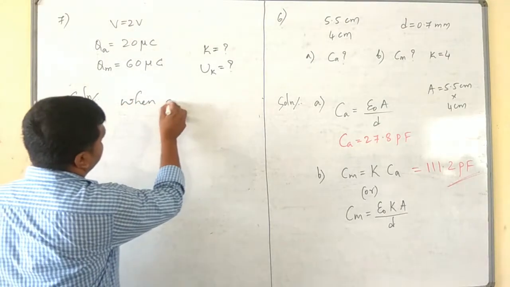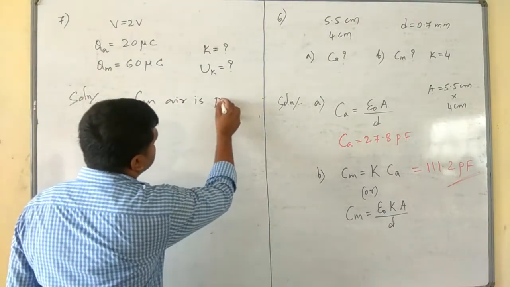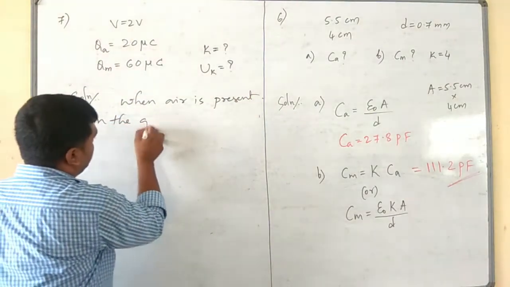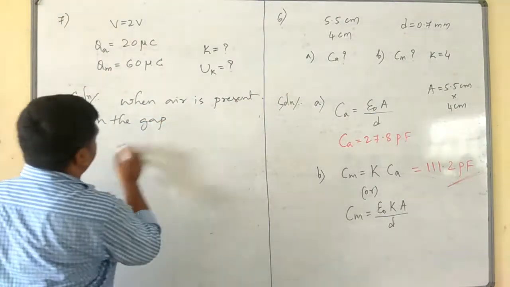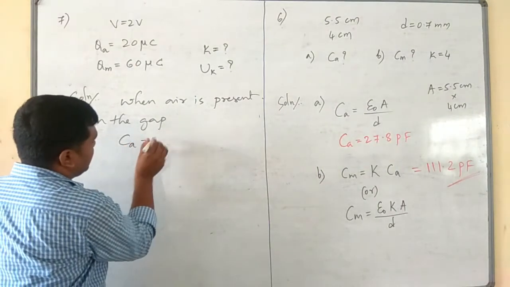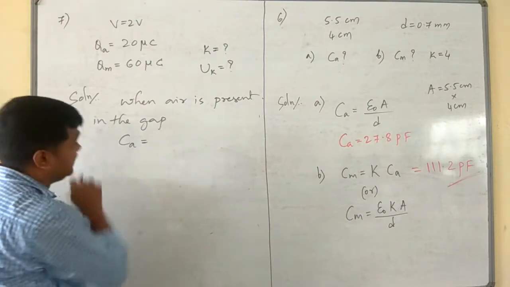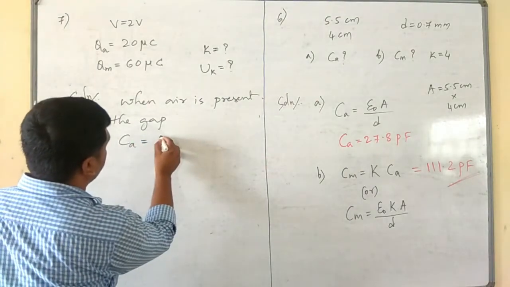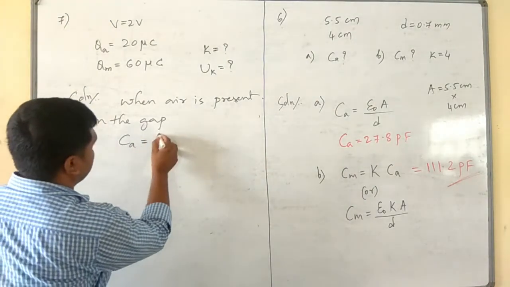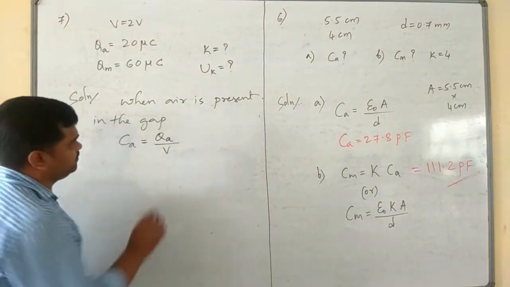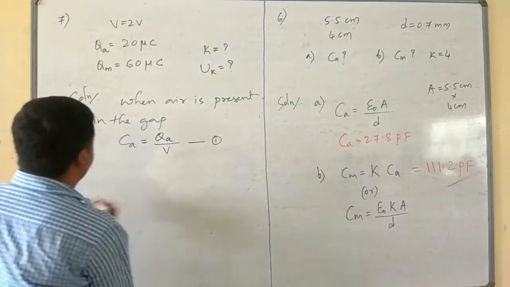When air is present in the gap, Ca is equal to, no need to write it here, C is equal to Q by V. Otherwise, you can write Ca is equal to Qa divided by V. This is equation number 1.